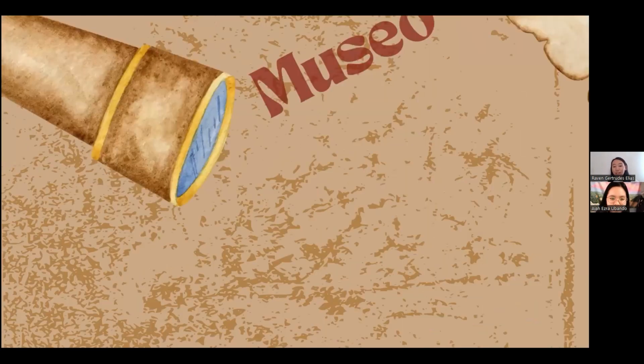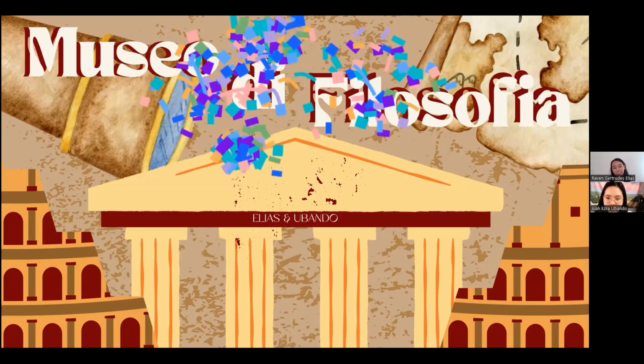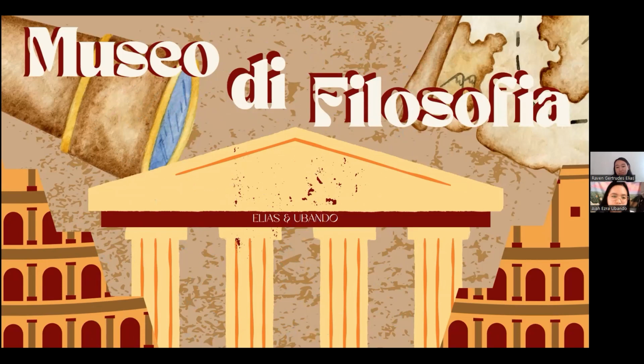Let us now take you on an adventure to Museo de Filosofia, for you to know more about the fifth reading entitled The Structure of Scientific Revolutions by Thomas Kuhn. Wait, let me stop you right there.